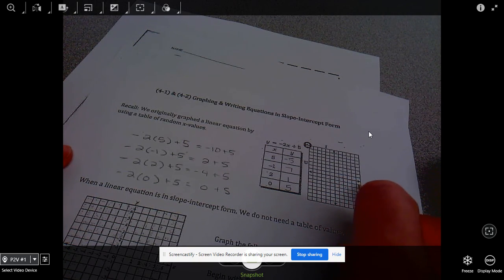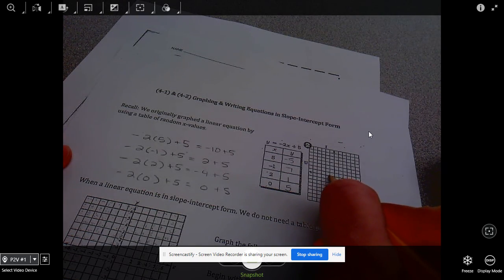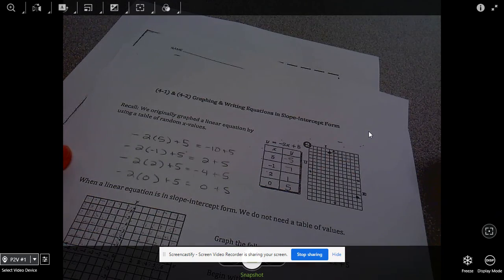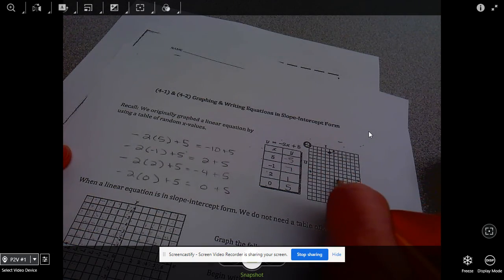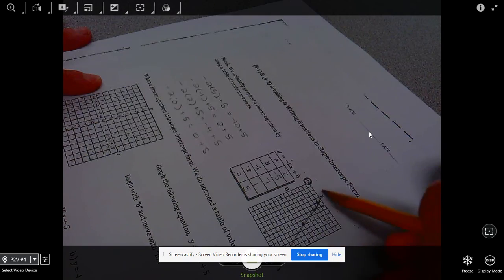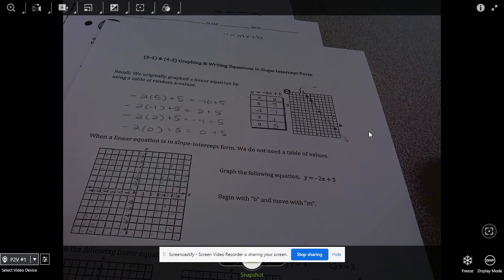Up, down, 1, 2, 3, 4, 5. Then -1, up 7: 1, 2, 3, 4, 5, 6, 7. Then 2, 1, so go over 2, up 1. Then 0, 5, 1, 2. I'd use a ruler, but just for time's sake, here is your equation graphed.